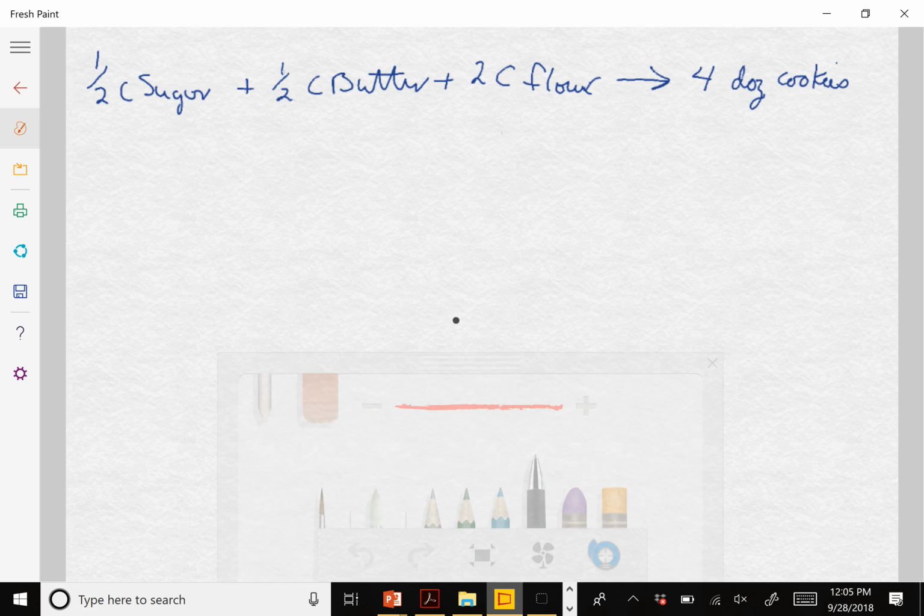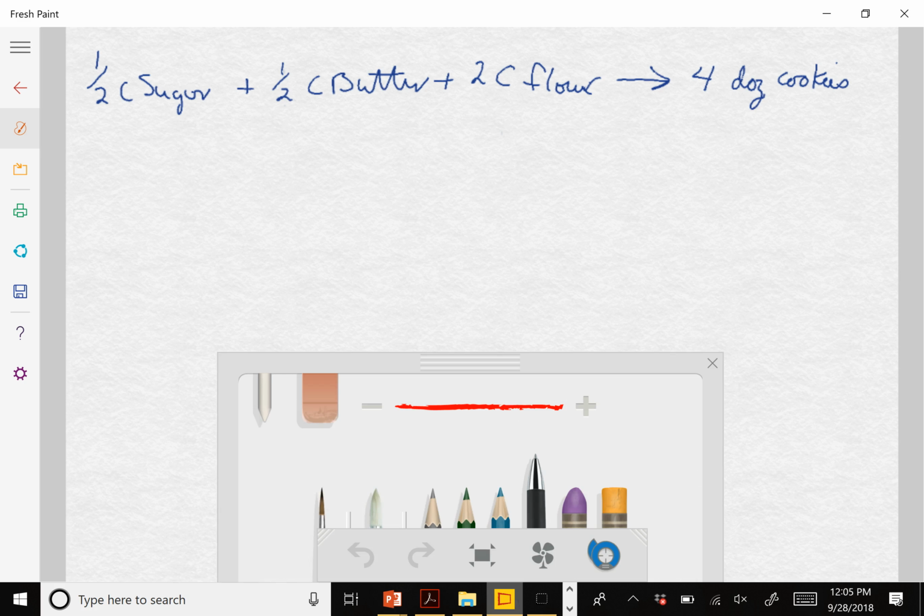I put this together because I told you how chemical equations seem like recipes to me. So here's a recipe for some crazy cookies. I don't know what kind of cookies they are, but here are some standard ingredients in cookies. We're going to need half a cup of sugar. I think I had a quarter cup when I was in my office, but it went up to half a cup. Half a cup of butter, 2 cups of flour. This will make us 4 dozen cookies.